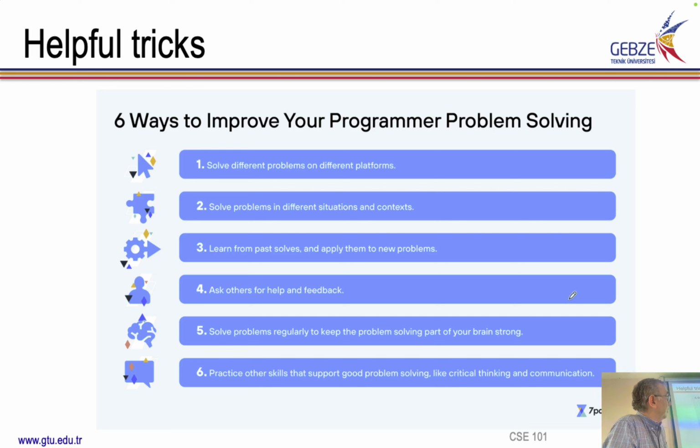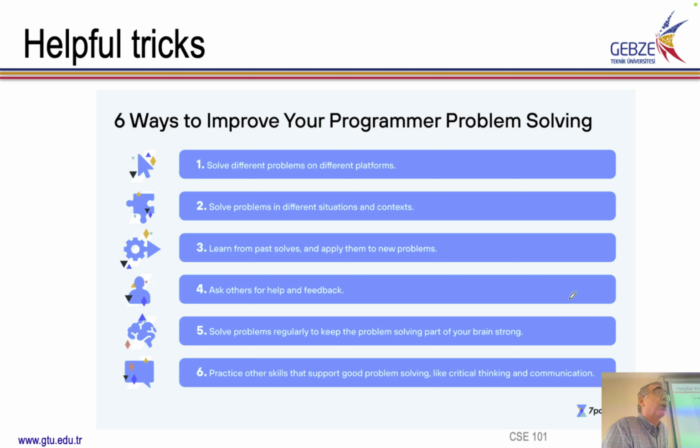Two, solve problems in different situations and contexts. Does it work in English? Does it work in Turkish? Three, learn from past solves and apply them to new problems. So keep learning from your past experiences. Four, get help. That could be AI, other people, or Google.